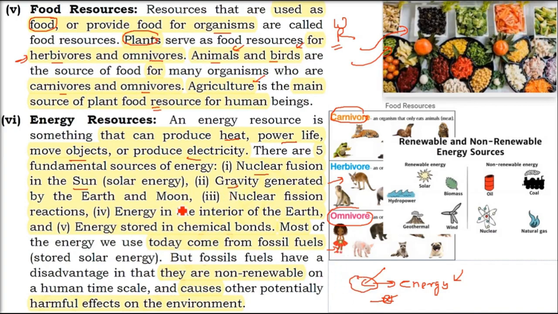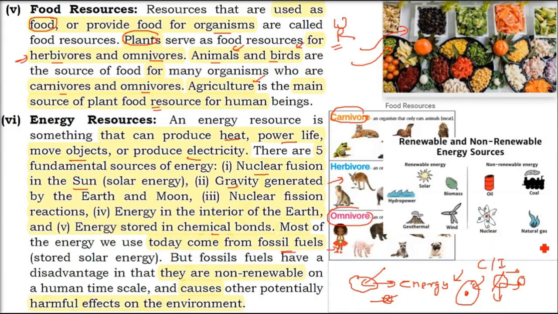Then we have nuclear fission also, but before that, gravity generated by the Earth and Moon is also a source of energy. The waves are formed because of this only. Nuclear fission is basically the same thing. As I said, in nuclear fusion the particles are combining. In nuclear fission, the particle is dividing into two. And then we have inside Earth, because inside Earth it's all hot, and above this we have the geothermal energy. The chemical bonds, covalent, ionic. If you see a chemical reaction, you will see energy either absorbed or released.